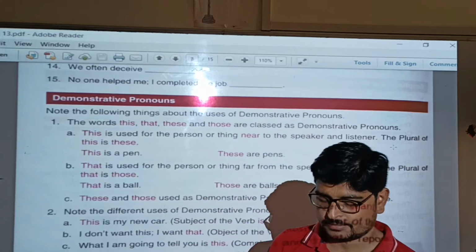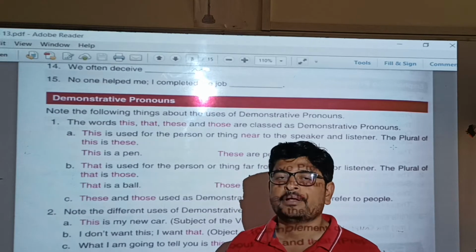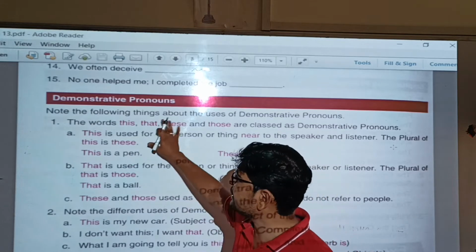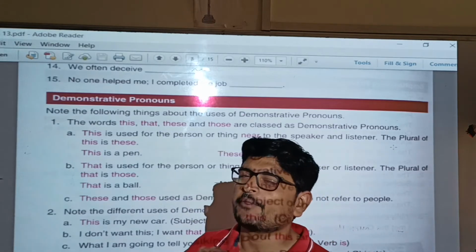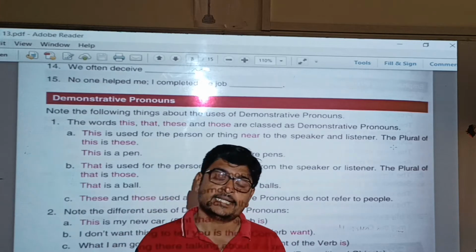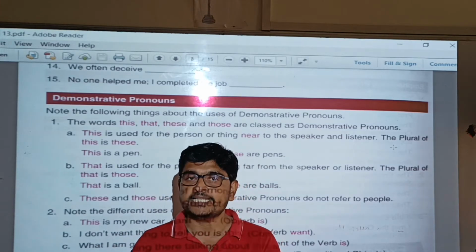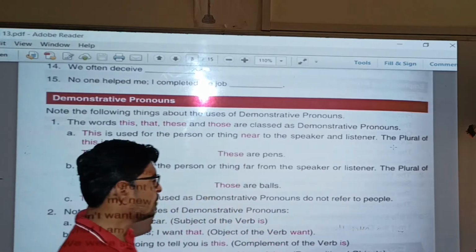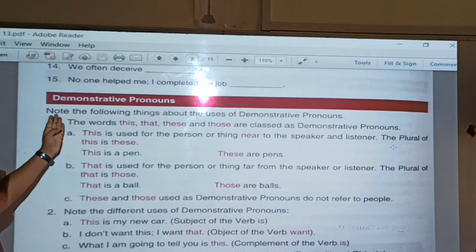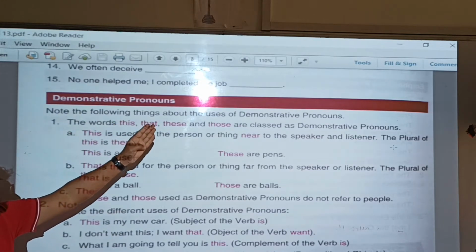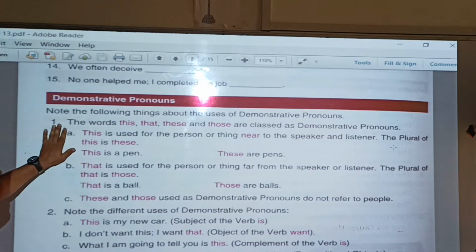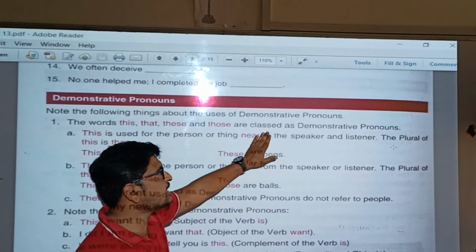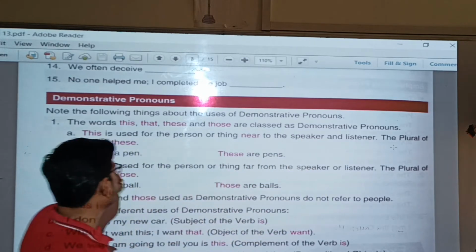We have completed personal pronouns, then reflexive or emphatic pronouns. Now let's see today the demonstrative pronouns. We are already familiar with these: this, that, these, those are the demonstrative pronouns. Let's note the following things about the uses of demonstrative pronouns. First, the words this, that, these and those are classed as demonstrative pronouns.